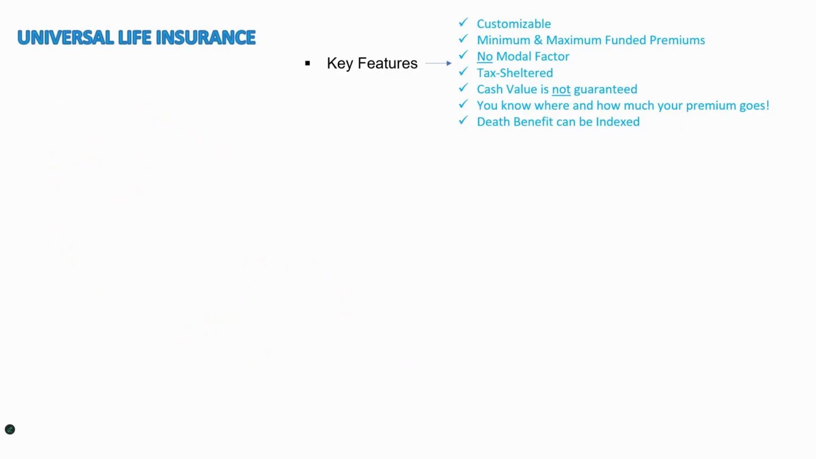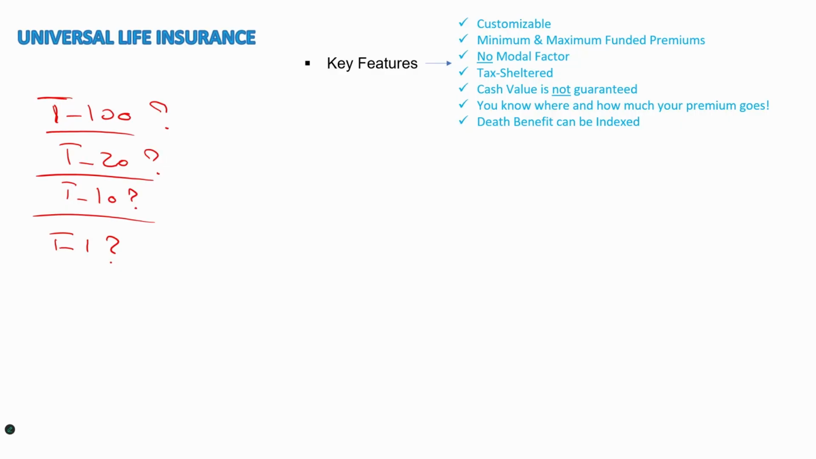Let me ask you guys a question. Is a T100 more expensive or a T20? Obviously, as we've learned, a T100 is going to be more expensive than a T20 because you're transferring a lengthier time of risk to the insurance company. So what about a T10? Which one is more expensive? Obviously, a T20 is more expensive and a T10 is cheaper. I want to ask you guys this question. What about a T1? What if I buy only insurance for 1 year? How is that going to look like? It's going to be super cheap because the risk that I'm transferring to the insurance company is only for 1 year.